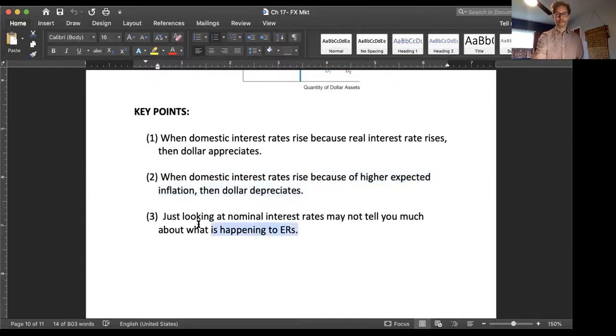So once again, here's the main point that needs to be clear to you. You just can't look at the nominal interest rate and know exactly what's going to happen to the exchange rate. You have to know whether that nominal interest rate is being driven by a change in the real interest rate or whether it's being driven by a change in inflation.